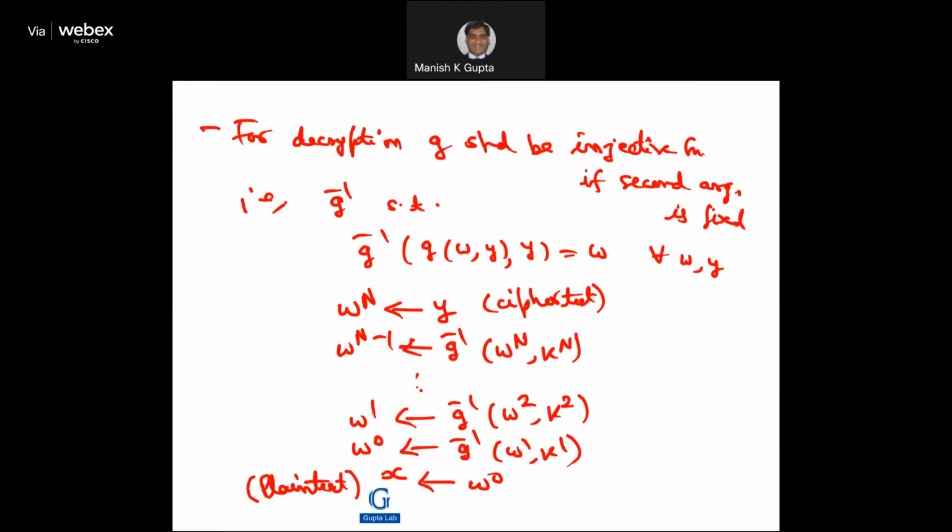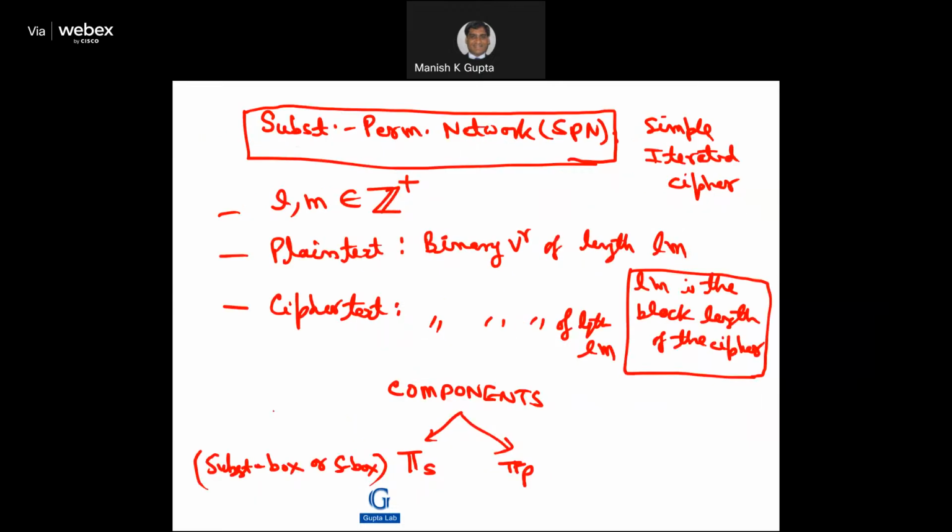Of course, you are not going to do these things by hand. You have to write a good computer program. People who are good at competitive programming can do some of these things easily. Anyway, so that was a general strategy. Now I'm going to describe how this simple iterated cipher works.